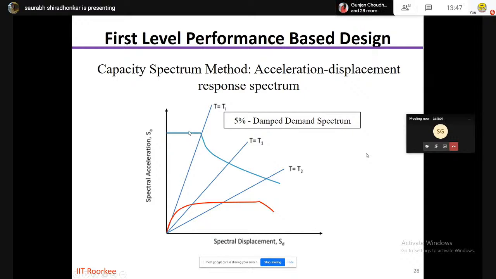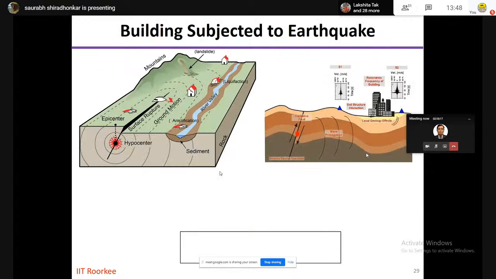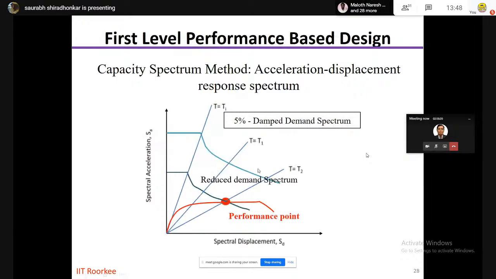So the only way this demand can be reduced is by considering the energy dissipating capacity of the structure, which is obtained through a formulation given in ATC 40. So basically this demand spectrum that you have is reduced to a level considering the energy dissipation capacity of structural members. And when this demand spectrum, shown in the blue line, intersects with the capacity curve, which is obtained from the pushover analysis, you get an intersection point, which is called the performance point.